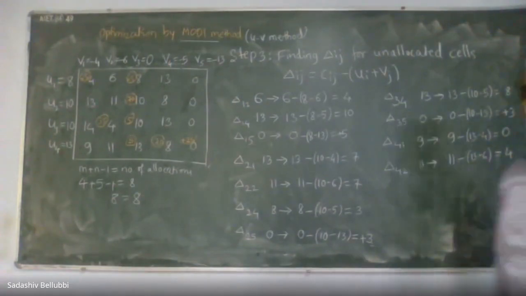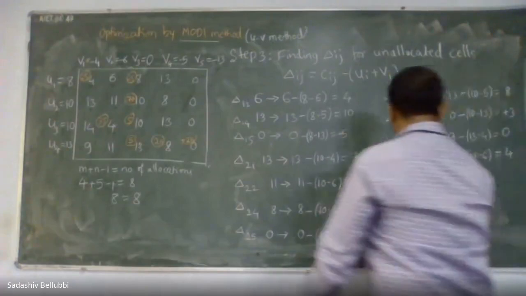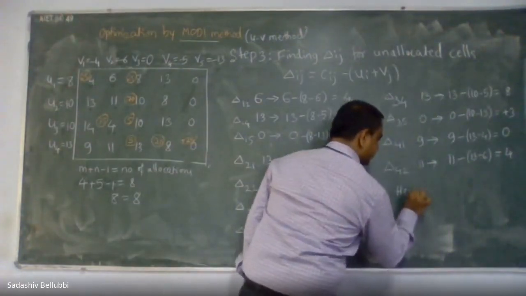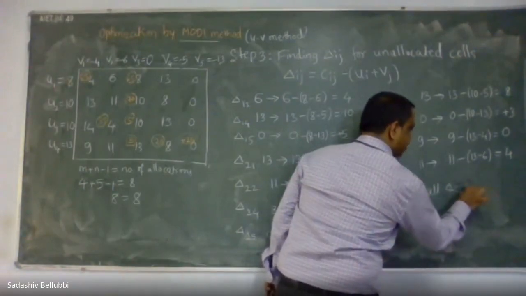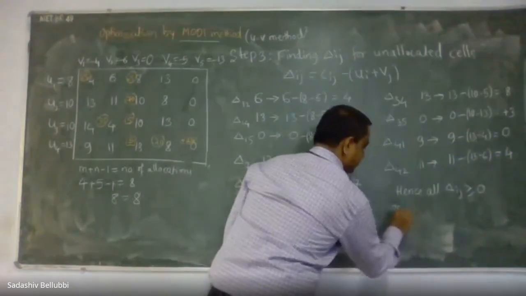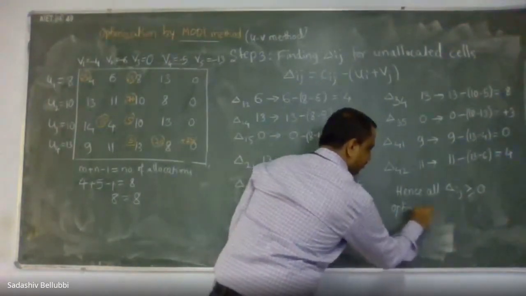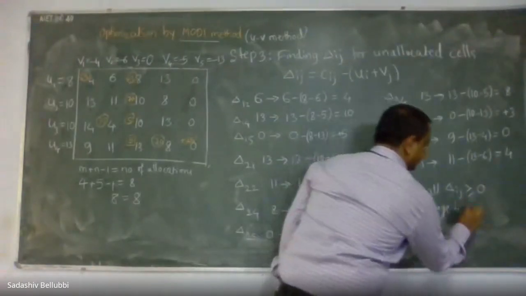Okay, hence all delta ij values are greater than or equal to 0. Hence, the optimum stage is reached.